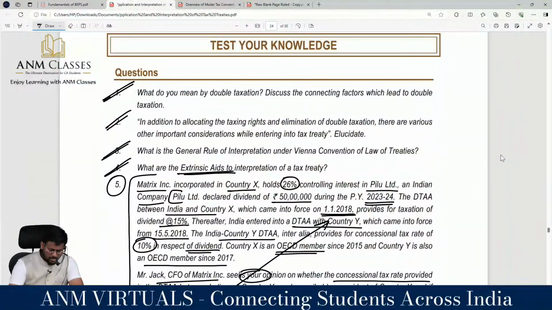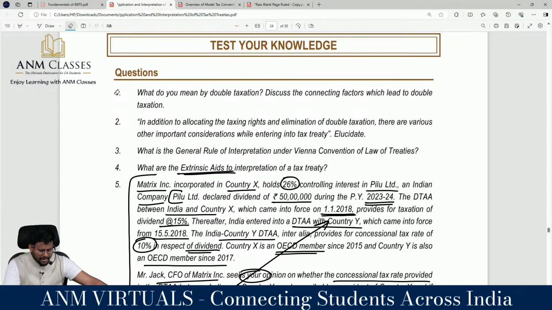Sir, these are the questions. Now you read the book back questions. As a teacher, I recommend you to study the book back of this chapter. What do you mean by double taxation? The same income is taxed in two countries. Correct? We have two types of double taxation.